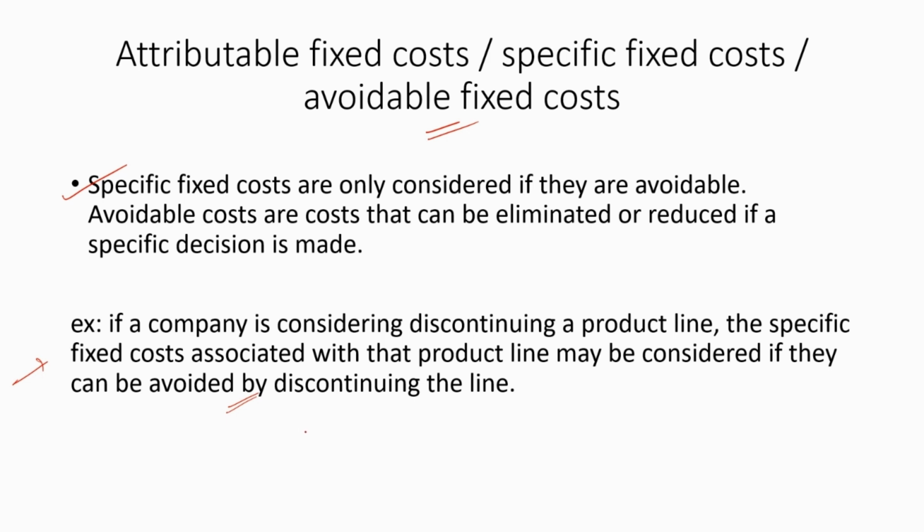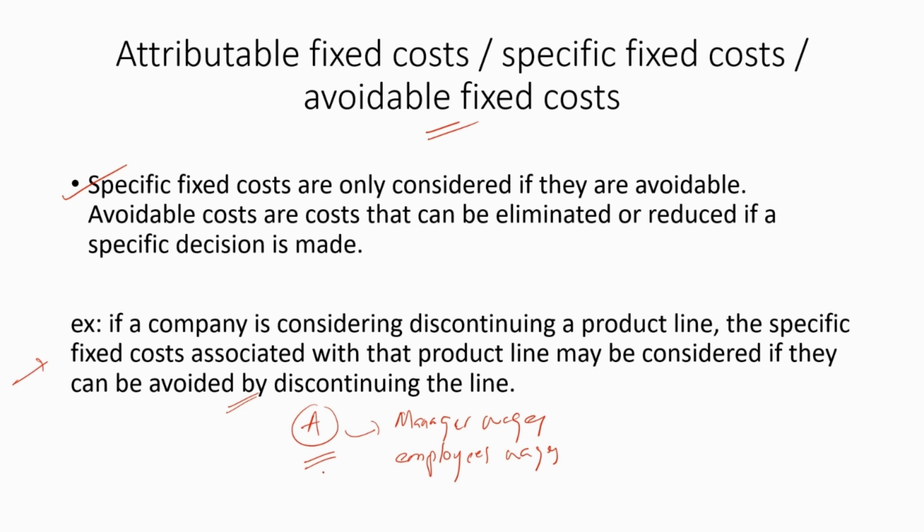Let's say there is a production line in a factory, production line A. There are machines and employees working in this production line. If the company decides to discontinue this production line, this means stopping the operation of this production line, not the whole factory, just production line A, so that the company can save the cost of paying managers' wages or employees' wages.